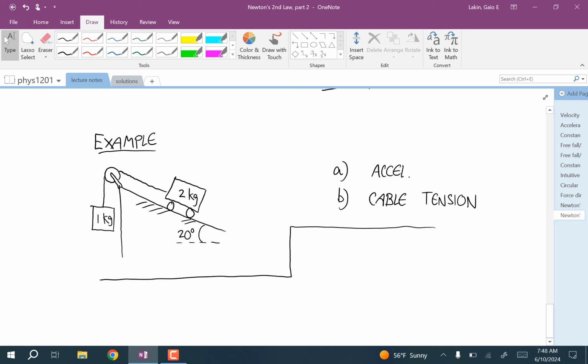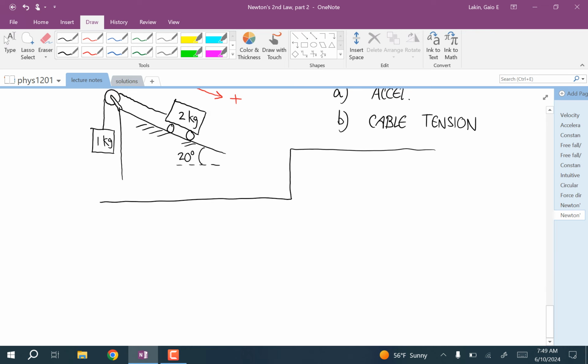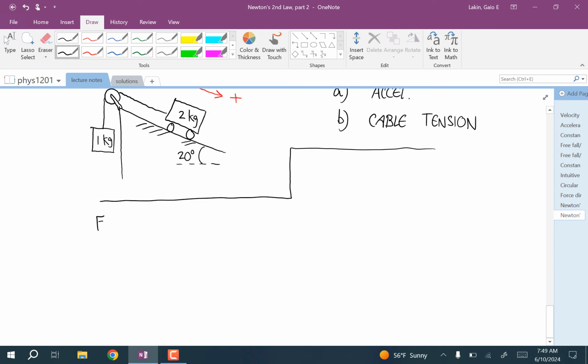As always, I'm going to start by isolating the whole system, and then I'm going to use what I find to get that cable tension. For everything, I'm going to use a positive direction down the ramp. Okay, so first I'm going to start with a free body diagram of the whole system.